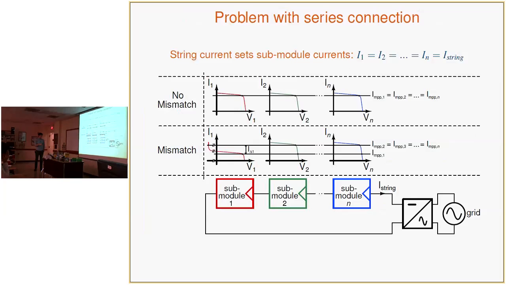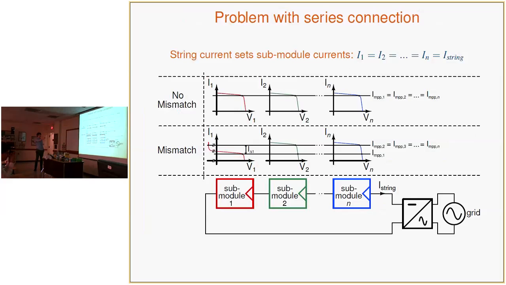But that's not the way it works in the real world. There's always going to be some hiccups, and in this case, you have mismatch. So what do I mean by mismatch? I just mean that you have variation in the maximum power point current between the IV curves of each submodule. So say you have a mismatch in the first submodule. If you wanted to extract the maximum amount of power for each submodule, you couldn't. There doesn't exist a string current that does that, right? And you can see just by how that line works.